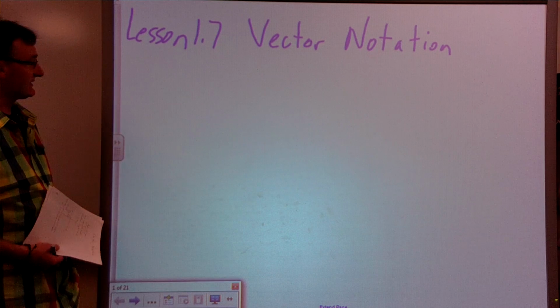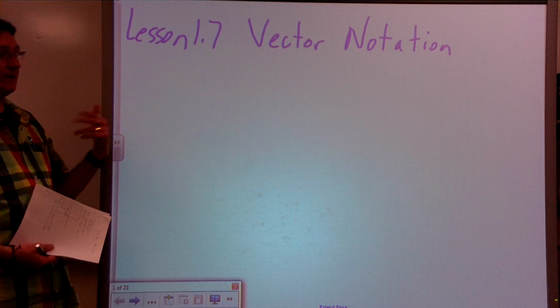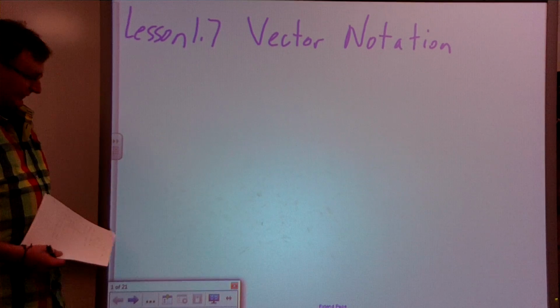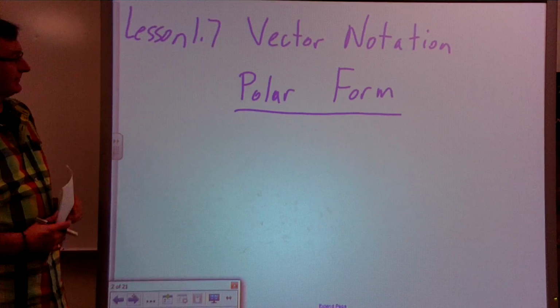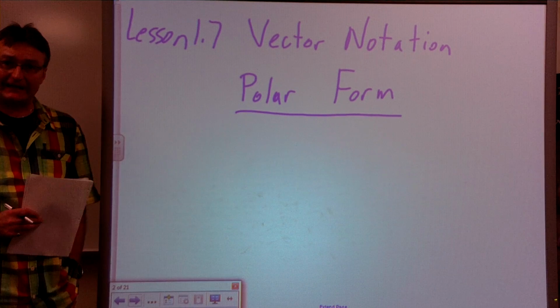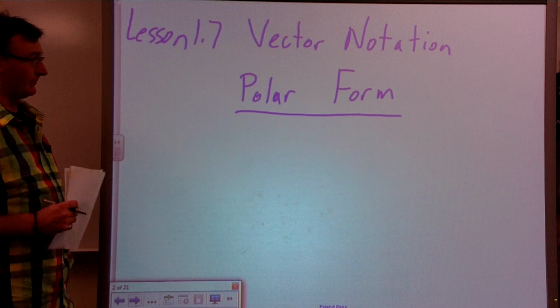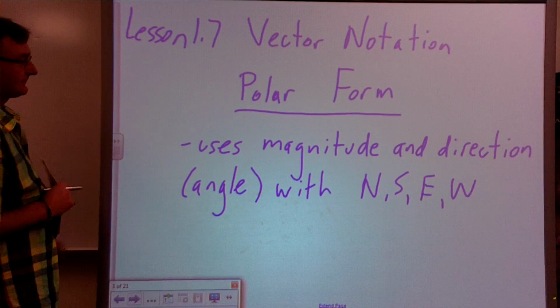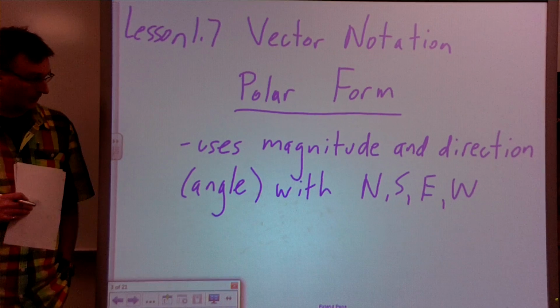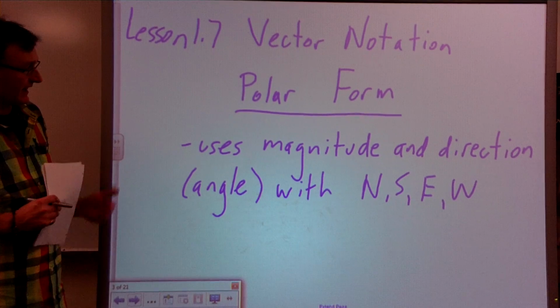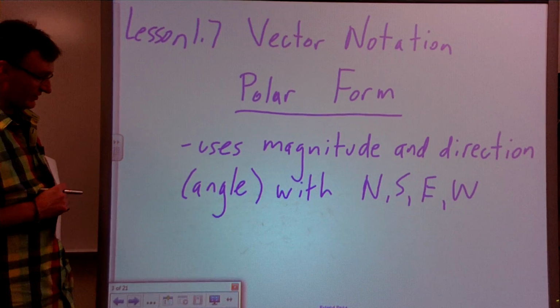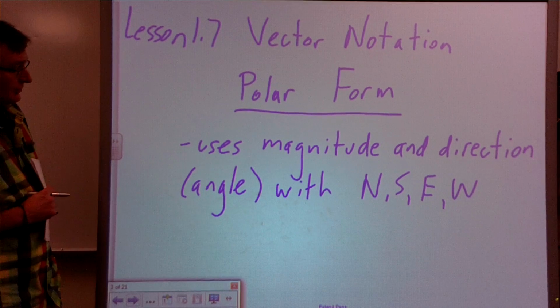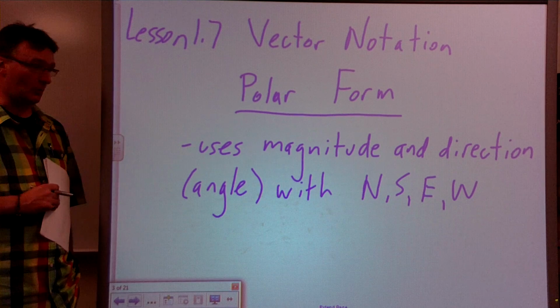Today we're looking at lesson 1.7, which is again on vector notation. We first looked at vectors in polar form. Today we're going to be looking at rectangular form, but let's just review polar form as we talked about the other day. First of all, vectors in polar form are expressed with their magnitude and direction, in other words, their angle, using north, south, east, and west.